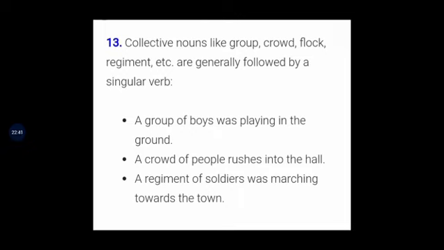A crowd of people rushes into the hall. Here a crowd of people is the collective noun. A collective noun takes the singular form of the verb. So here rushes, not rush. A crowd of people rushes into the hall. A regiment of soldiers was marching towards the town.